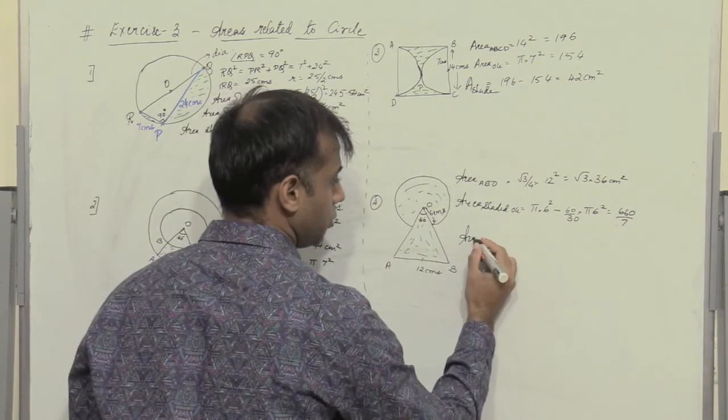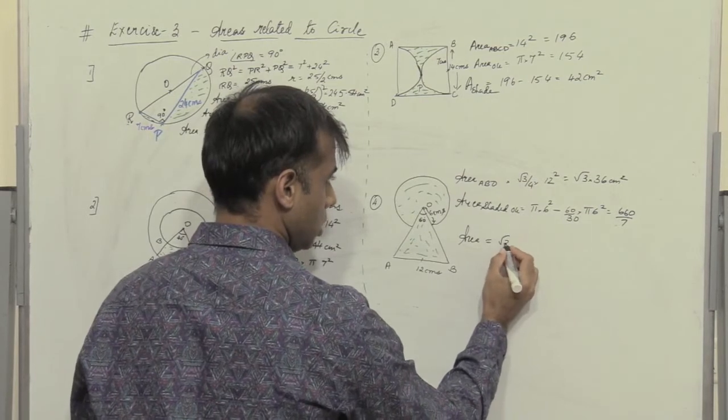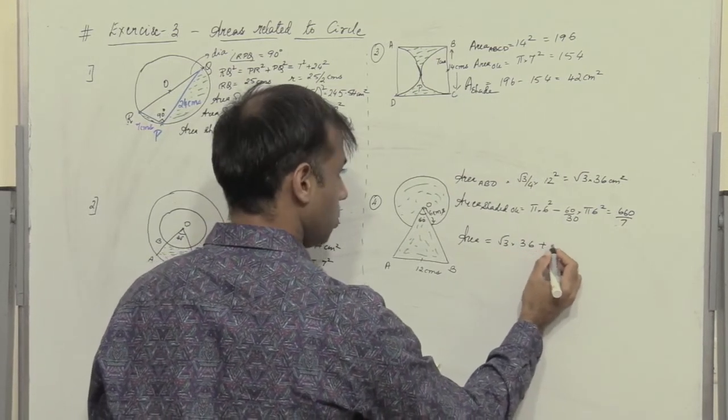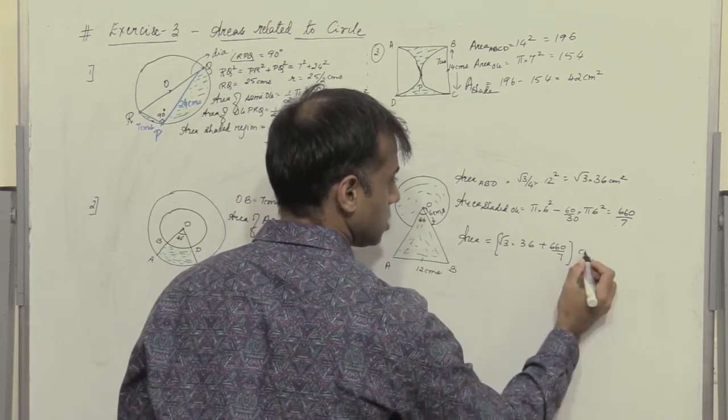So the area of the entire shaded region would be the sum of these two, which is root 3 into 36 plus 660 by 7 centimeter square.